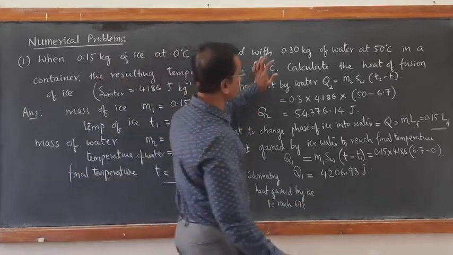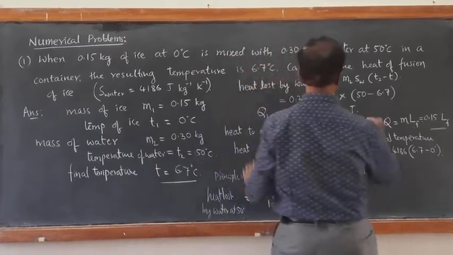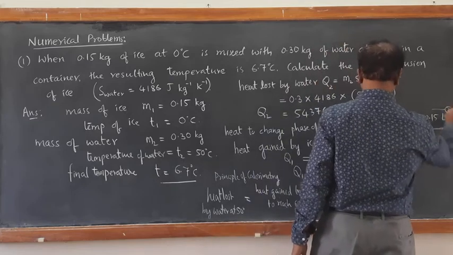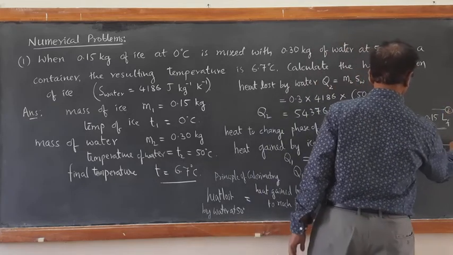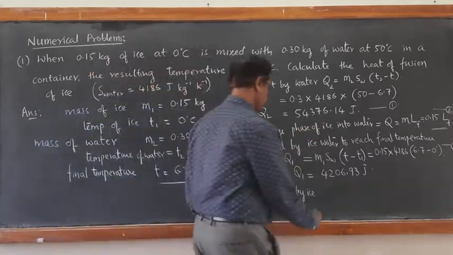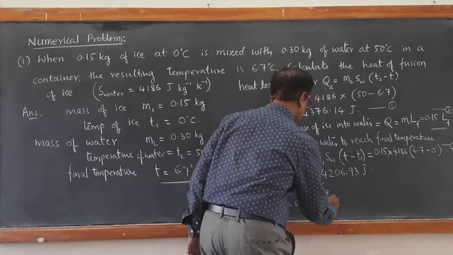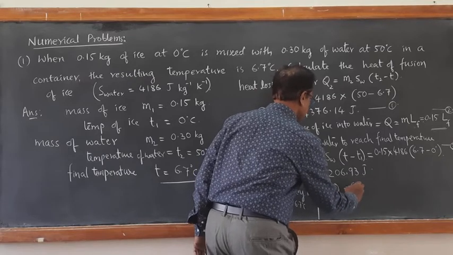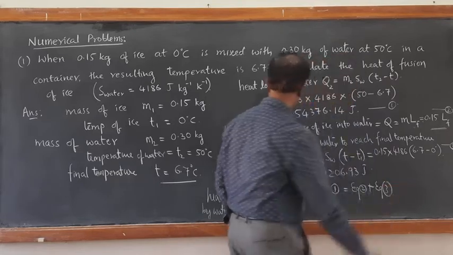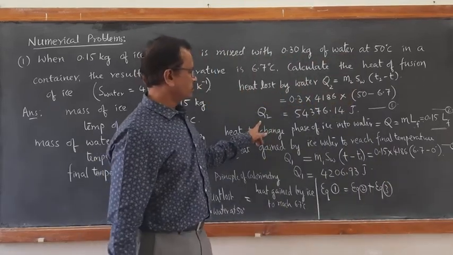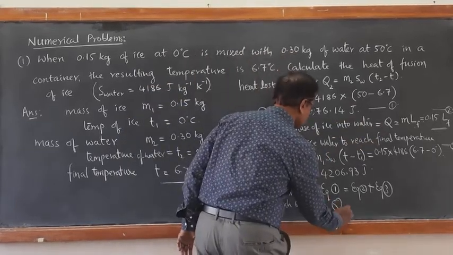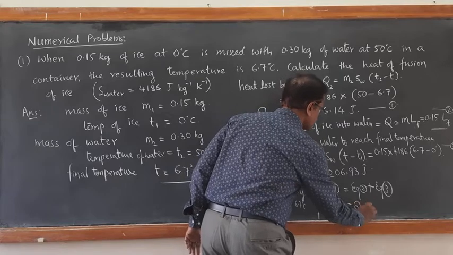Now this you can call equation number 2. This is equation number 1, this is equation number 2, and this is equation number 3. Equation number 1 is equal to equation number 2 plus equation number 3. Q2 is equal to Q plus Q1, that's the meaning.